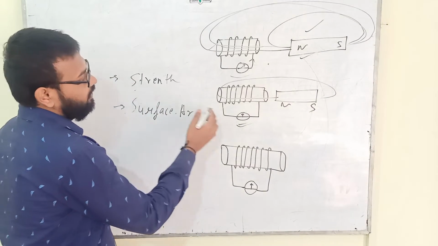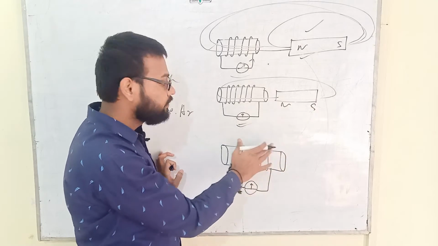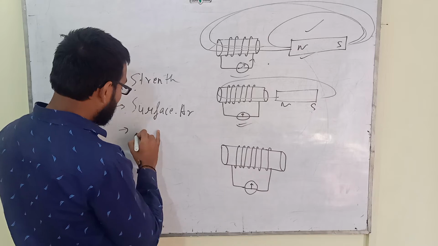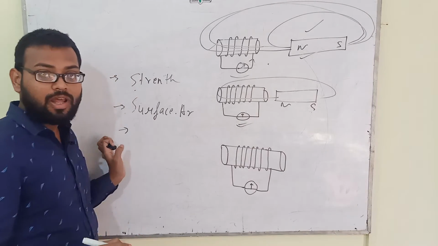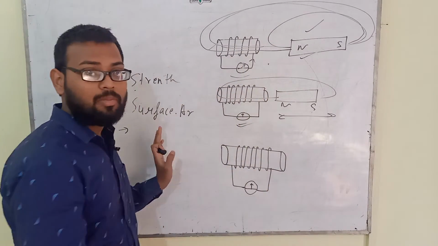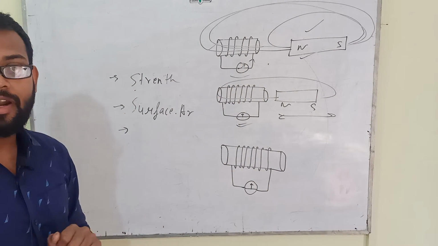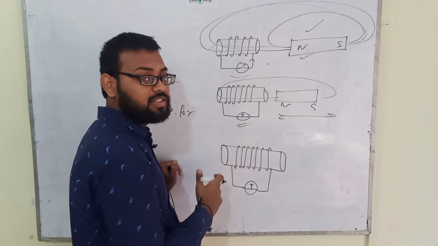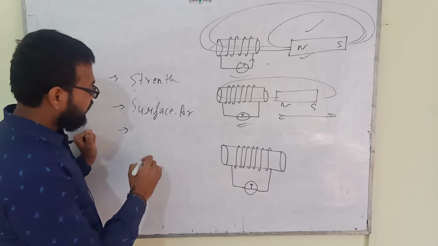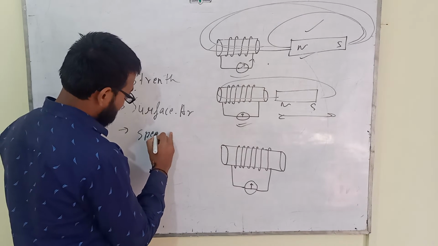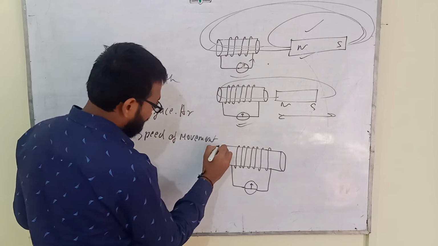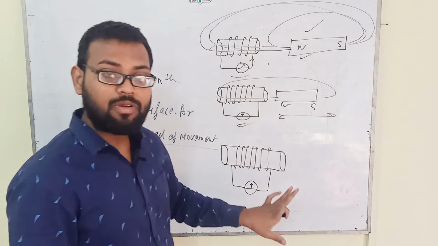And what I have told you: the strength of the magnetic field, the surface area. What can be the third thing? The rapid motion. What happens here? When we increase the pace of the motion, that is how fast the bar magnet is moving, and how fast the magnetic flux linked with the coil is being cut. The speed of the movement. On these three things, the induced EMF will depend.